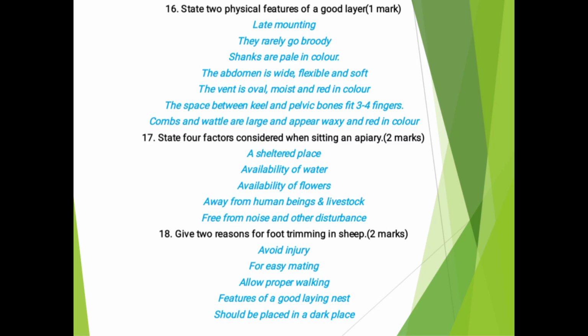Next question. State 4 factors considered when siting an apiary. First thing that you should consider is whether the place is sheltered or not. So a sheltered place is considered. Availability of water, availability of flowers. It should be away from human beings and livestock, and it should be free from noise and other disturbance. Remember, when we are talking of an apiary, this is basically the keeping of bees, and we know bees are capable of causing harm to both human beings and livestock.